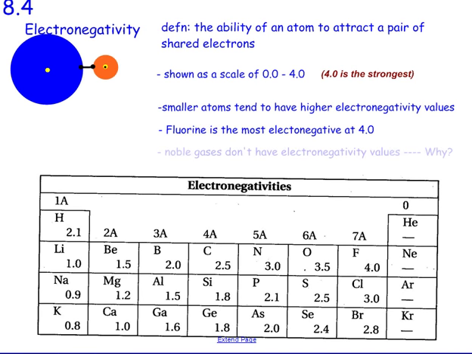Now, if you notice here, noble gases don't have electronegativity values. Why is that? Well, it turns out noble gases don't actually participate in covalent bonding. They can if they are forced to, but typically they do not form covalent bonds. So if they're not forming covalent bonds, they're not sharing electrons. And if they're not sharing electrons, you can't describe an atom as having an ability to attract a pair of shared electrons because the sharing is just not happening.